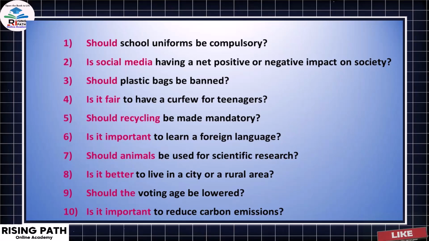So now on this slide you can see some of the model topics that can be included in your persuasive writing task for paper 2. As you can see, 1 to 10: should school uniforms be compulsory? Is social media having a net positive or negative impact on society? Should plastic bags be banned? Is it fair to have a curfew for teenagers?